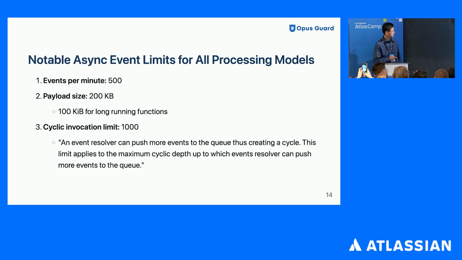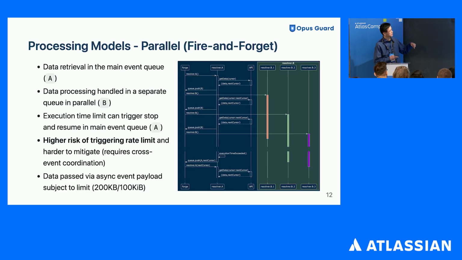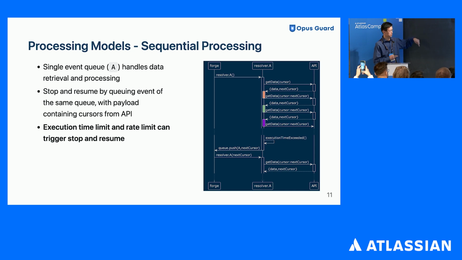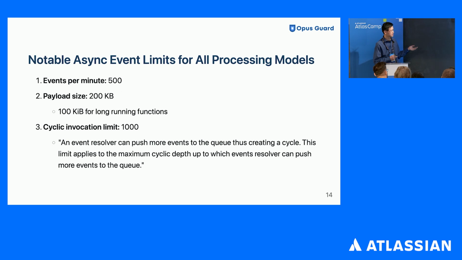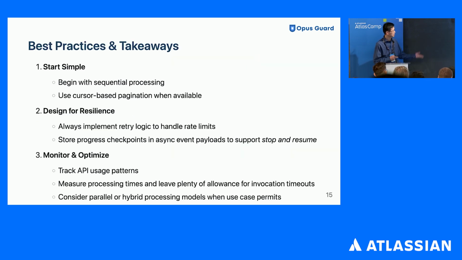Payload size, we mentioned that. The other is actually the cyclic invocation limit. That means if you go doing the sequential processing, you keep pushing a new event and Forge keeps calling you. You can't go deeper than 1,000. So keep that in mind. Again, I have never hit that limit myself in our apps, but if you do have really huge data, you really need to keep in mind how you're going to deal with that. But that has been really helpful. That 15 minutes long-running function is really great to help mitigate some of those.